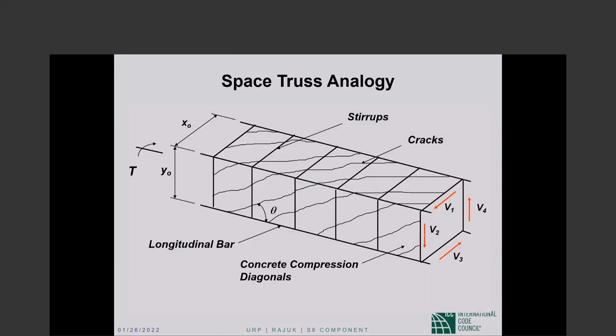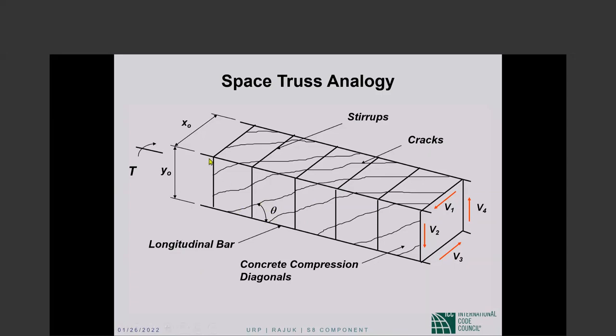Okay, so this is the thin wall tube space truss. We have longitudinal reinforcement, closed transverse reinforcement. This is the torsion acting on the section. That torsion causes shear on the four faces. Okay, V sub 1, V sub 2, V sub 3, V sub 4 on faces 1, 2, 3, and 4. This is the spiral cracking due to torsion, and the inclination of those cracks is denoted by theta.